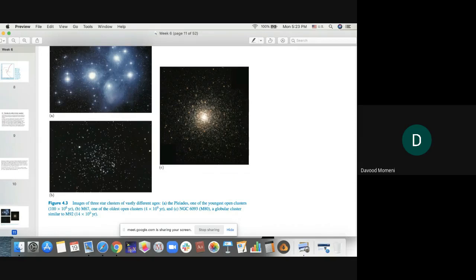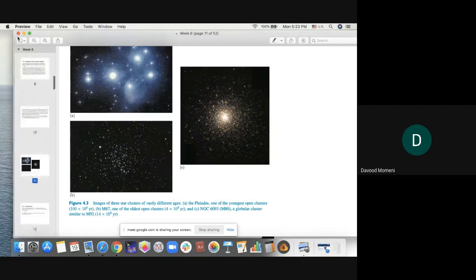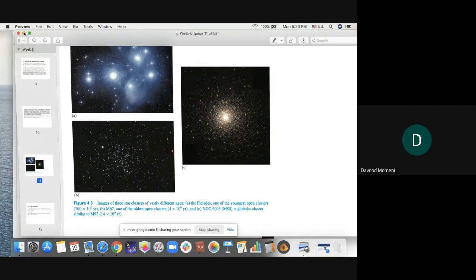The scattering of the stars here is greater, they are more scattered. And these are the globular clusters with an age of 14 billion years. All right, I will stop it here, and later we will go into the mathematical detail.